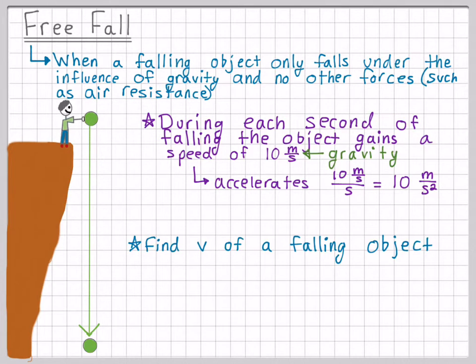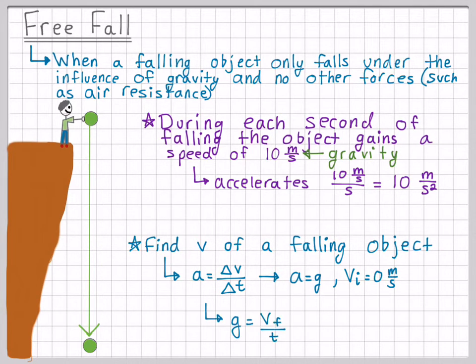You may be asked to find the velocity of a falling object after a certain amount of time. So we know that the acceleration is the change in velocity over the change in time. We can simplify this equation to make it more geared towards free fall. For example, we know that the acceleration of the object will be equal to 10 meters per second squared, which we will represent with a lowercase g for gravity. We also know that if we drop something at rest, the initial velocity is going to be 0. So we can plug in these values, and we can solve for the final velocity, which is just simply gravity times time. This equation makes sense.